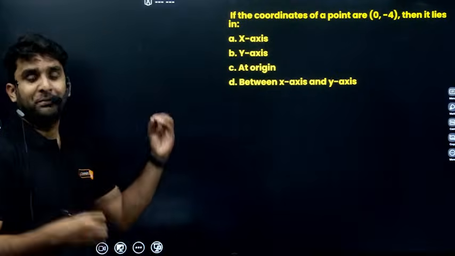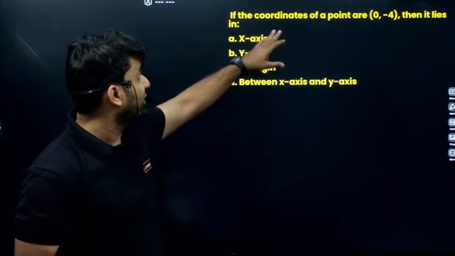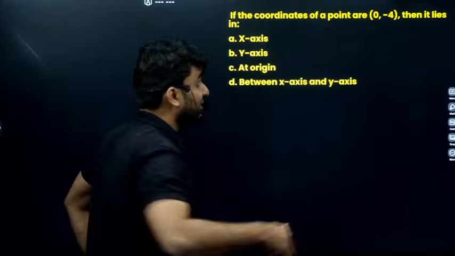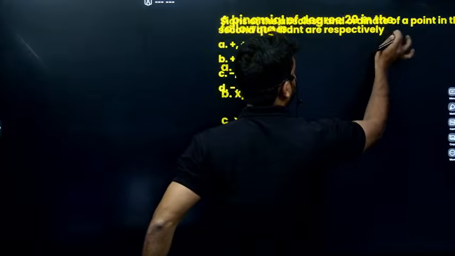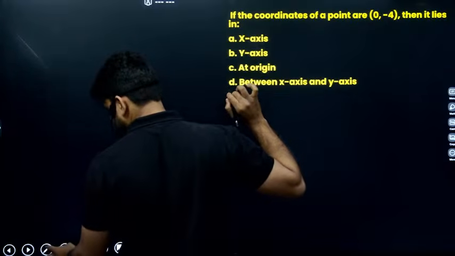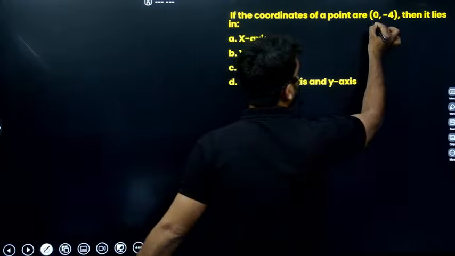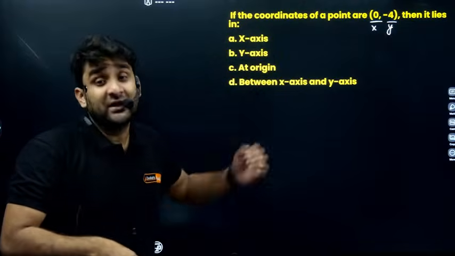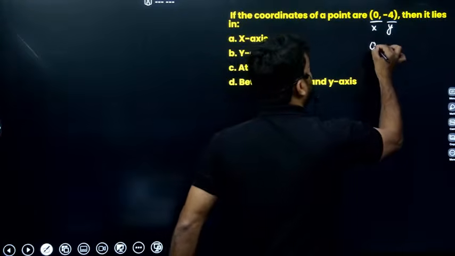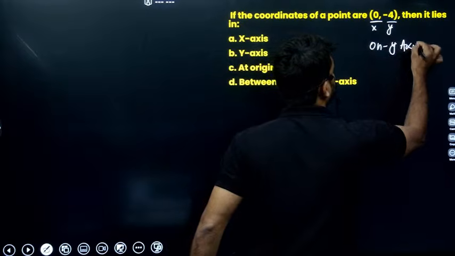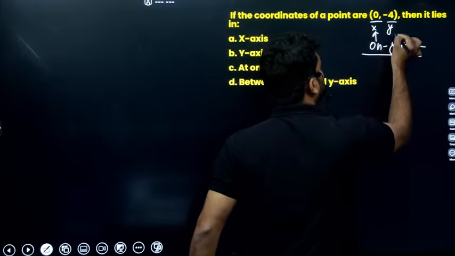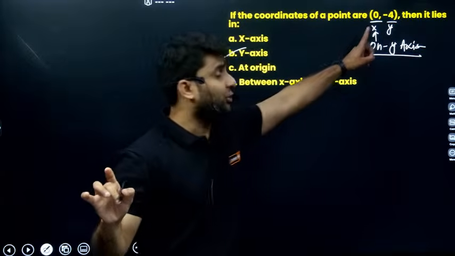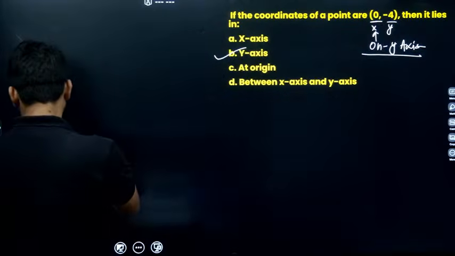Okay, so a few practice questions I'm giving you guys. If the coordinates of a point are (0, -4), where will it lie? Guys, this is the x coordinate and this is the y coordinate. How much is the x coordinate? The x coordinate is 0. So if the x coordinate is 0, where will the point lie? The point will lie on the y axis. Keep it in mind: if the x coordinate is 0, the point will lie on the y axis. So the answer will be y axis. Clear? Because the x coordinate is 0. Moving ahead to the next question.